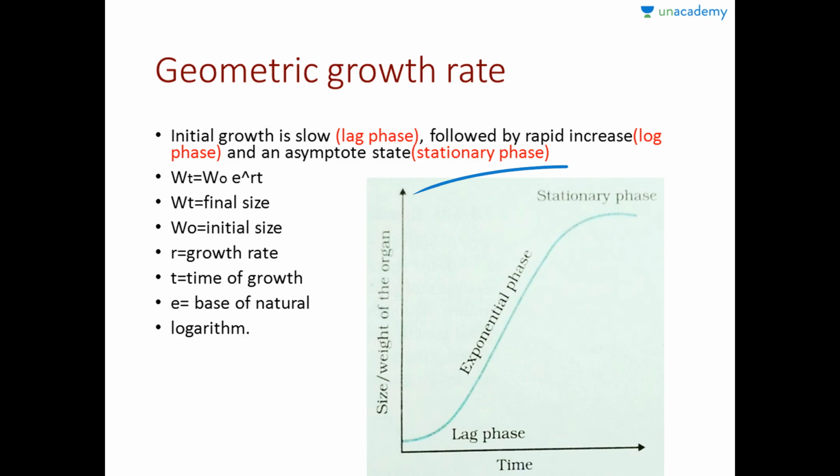anymore. For that we have an equation, that is Wt = W0 e^(rt), where Wt is the final size, W0 is the initial size or the size at the time of our observation, r is the growth rate, t is the time of growth, and e is the base of the natural logarithm. So this equation and these graphs are very important. You will certainly be asked questions about this.